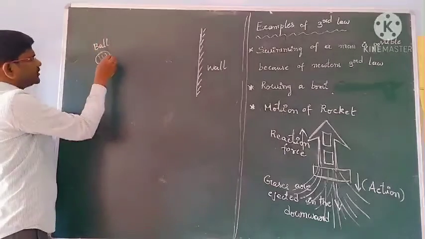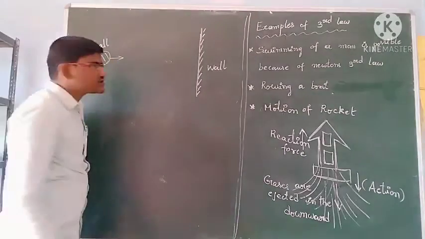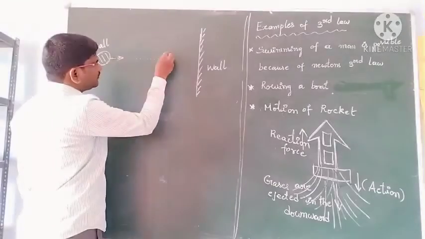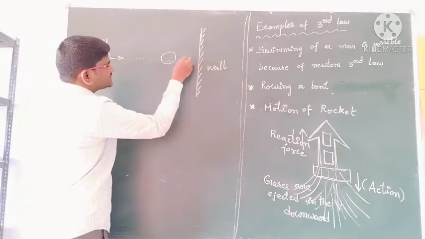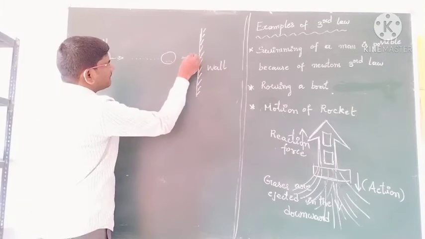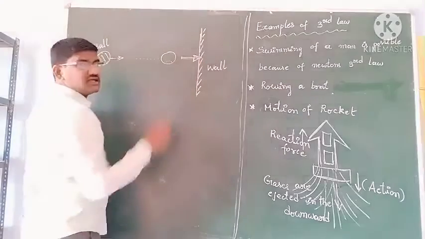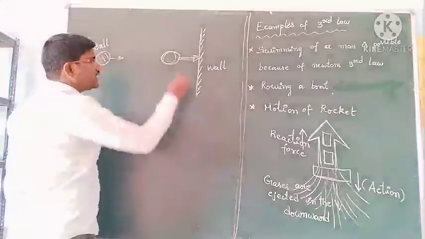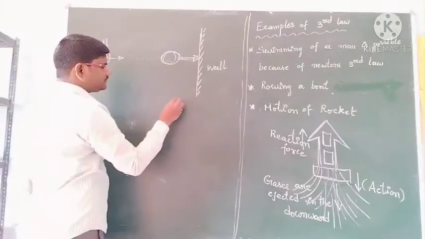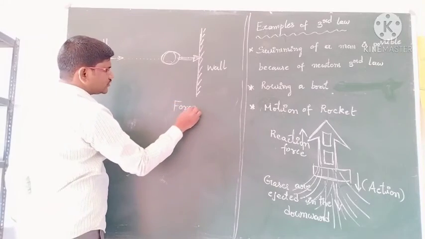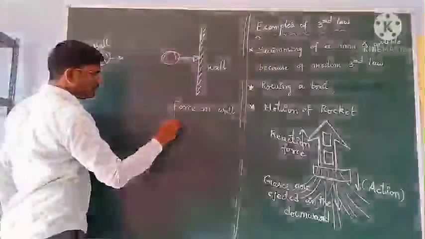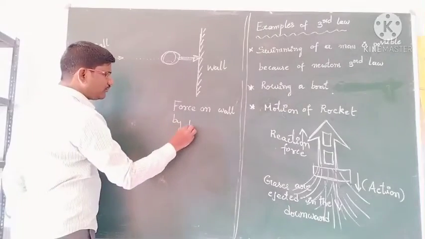A ball, and I have thrown this ball. The ball comes and hits the wall. It is hitting the wall. So this ball is hitting the wall, which means the ball is exerting force. So this is the ball, it is exerting force. Force on wall by ball.